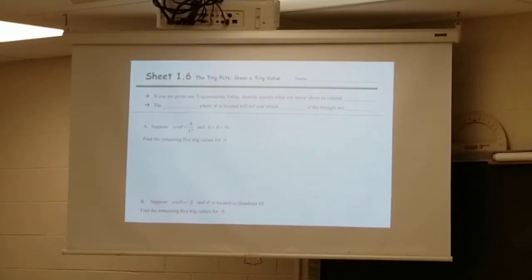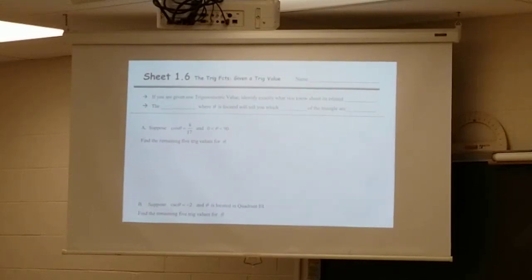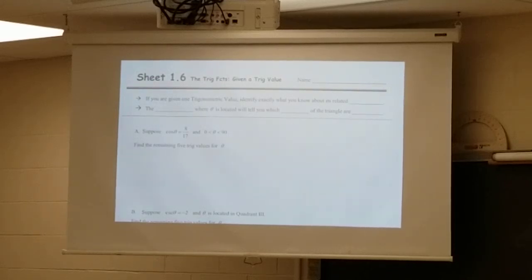Now, today, you're going to be given a trig value. And that might not mean a whole lot to you, but I want to say that language, because if you're given a trig value, what you're first going to need to do is identify exactly what you know about its related triangle. You can fill in the word triangle there, but the main thing is that you're going to have to figure that out. What triangle do I know? Now, I haven't shown that to you yet, but you're going to find out that it starts to feel like something that we've already done.